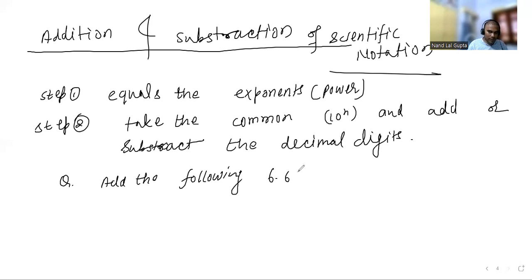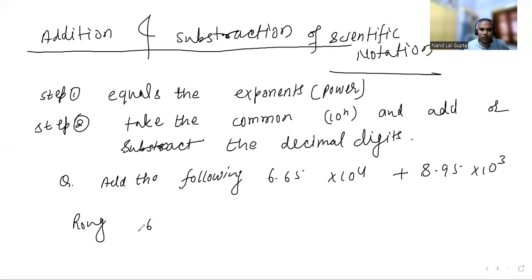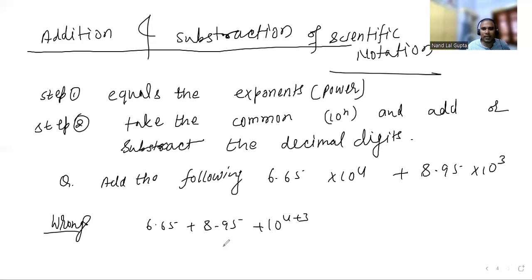Here they are saying 6.65 into 10 power 4 plus 8.95 into 10 power 3. What is the wrong method that students use? If you don't know, you will add 6.65 plus 8.95, and then add the powers 10 power 4 plus 3. If you do like that, it is going to be absolutely wrong.